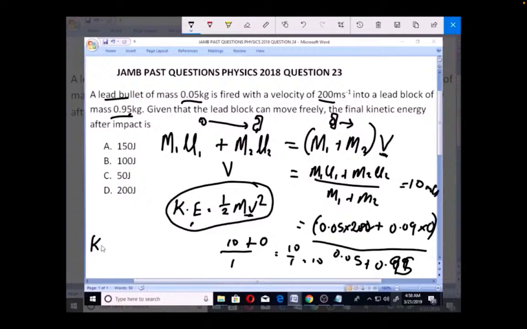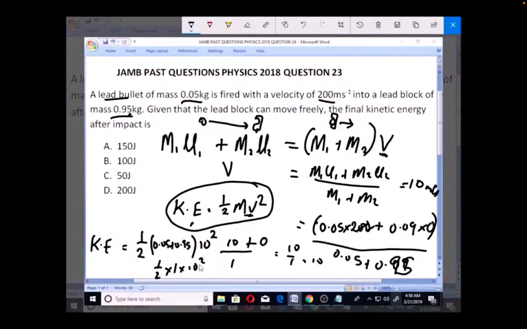So having V as 10 meter per second, we can now calculate KE, which is kinetic energy, which is giving us half M, where M is the total mass, which is 0.05 plus 0.95, times V squared, and V is 10 to power 2. So here we have 0.05 plus 0.95, which is 1. So we are still going to have half times 1, so we have half times 1 times 10 to power 2.